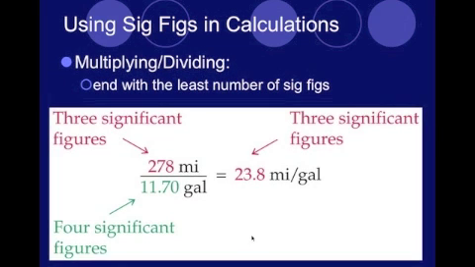Another example of this, we have 278, which has 3 significant figures, and 11.70, which has 4. So we round our answer to 3, which we see we have 23.8, which is 3 significant figures.